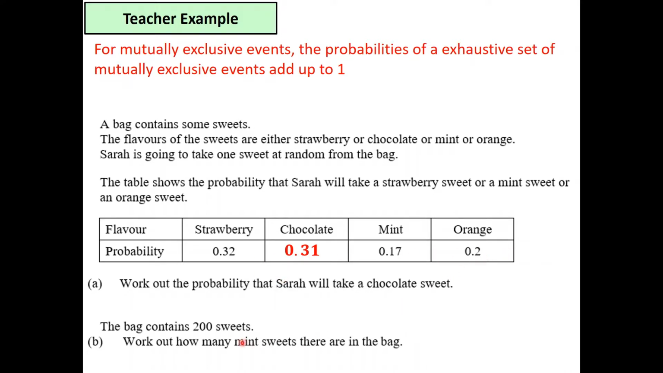And then finally, the bag has got 200 sweets in it. How many mint sweets are there in the bag? Well, if the relative frequency is 0.17, then I need to do 0.17 times 200, which is 34.